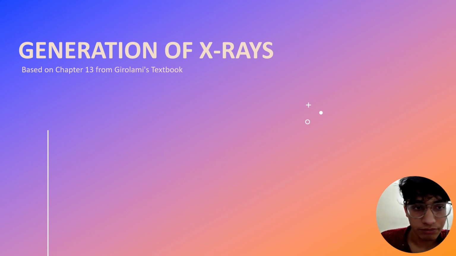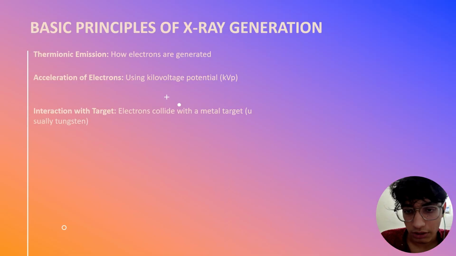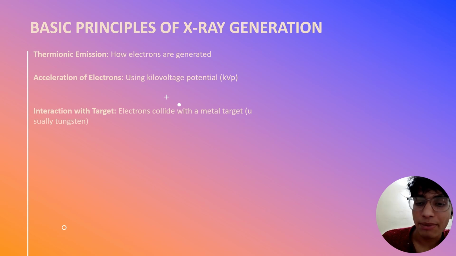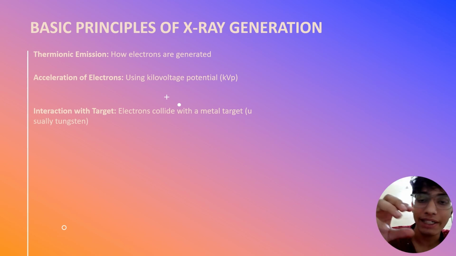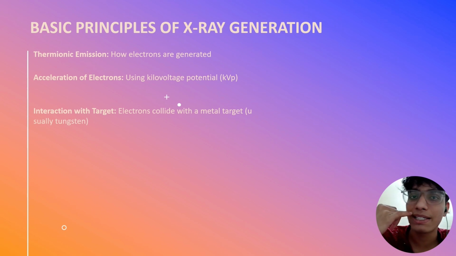There are three steps in the generation of X-ray radiation. First is thermionic emission. It describes how we generate electrons from a material which is heated to a high temperature, and it gets enough energy to get out of the atomic shell, and then the electron is released inside the tube, which carries a potential.